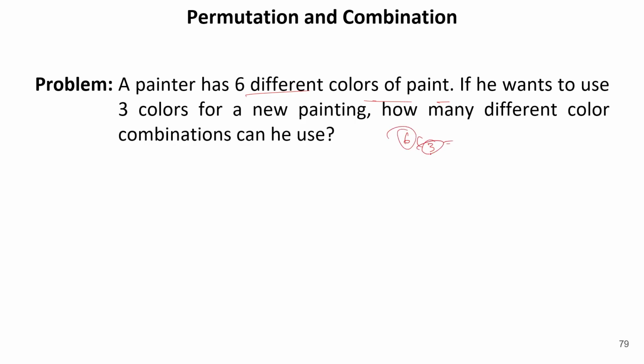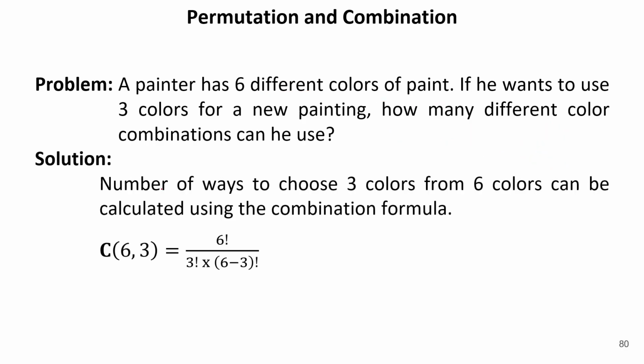You want to choose, okay, not permute. So the order doesn't matter. So it will be equal to 6 factorial by 3 factorial into 3 factorial. So it will be equal to 6 into 5 into 4 by 3 into 2. So it will be what? 5 into 4, that is equal to 20. Okay, so there are basically 20 color combinations that can be used.